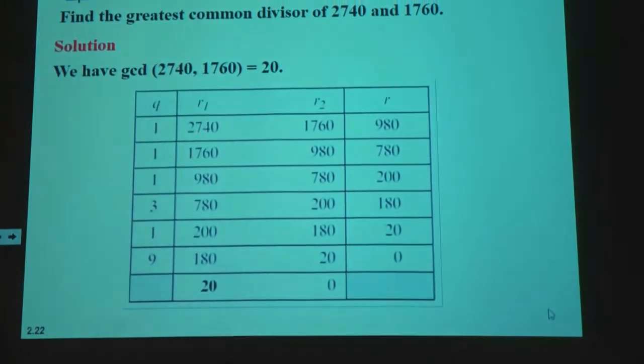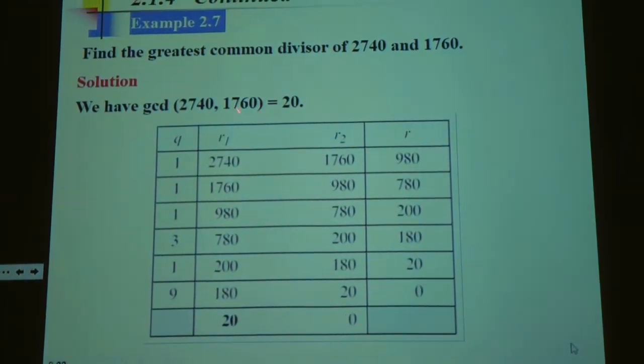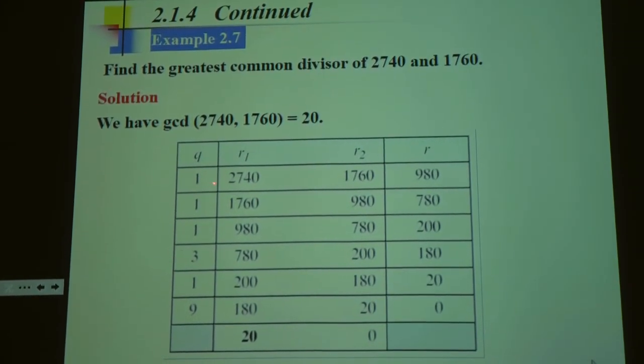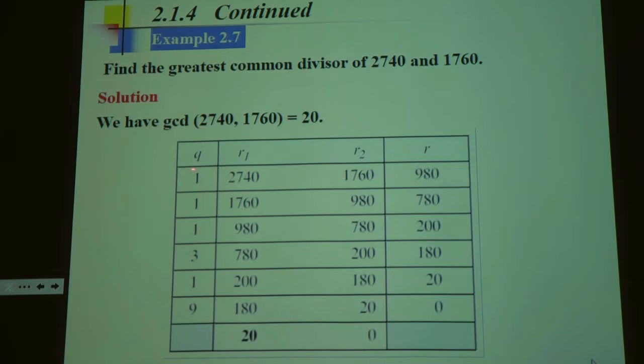We moved it to here, and this number 1760, we moved it in here. That's R1 and R2. So the quotient and the remainder. So if you divide this by this, this is the quotient. How much is the quotient? 1. The remainder is how much? 980. So now you move the 1760 here, and you move the 980 here.